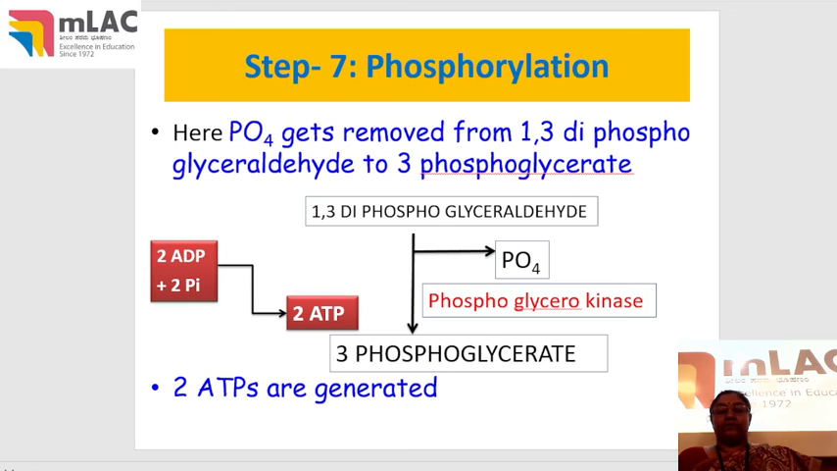But note here that a phosphate is not added to the substrate. Instead, the substrate loses a phosphate molecule. There is a release of phosphate molecule, and hence it is still a phosphorylation reaction. So 1,3-diphosphoglyceraldehyde loses a phosphate molecule and forms 3-phosphoglycerate in the presence of the enzyme phosphoglycerokinase. Here, this step is also called the ATP generation step because there are 2 ATP molecules directly synthesized in this step.